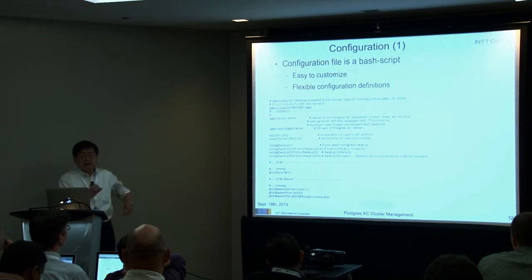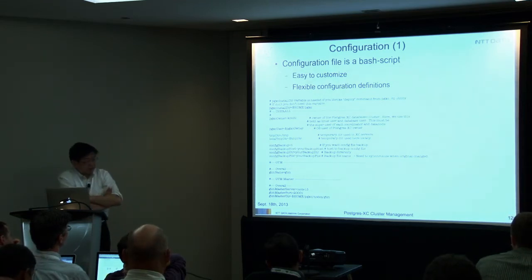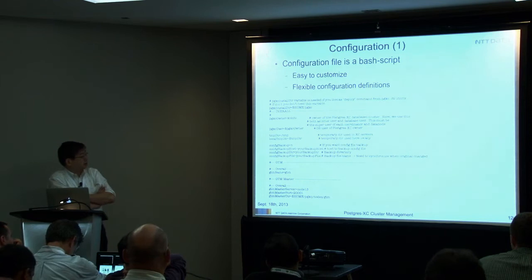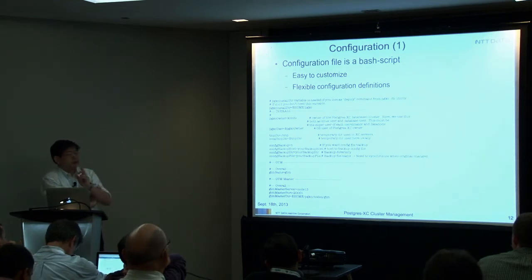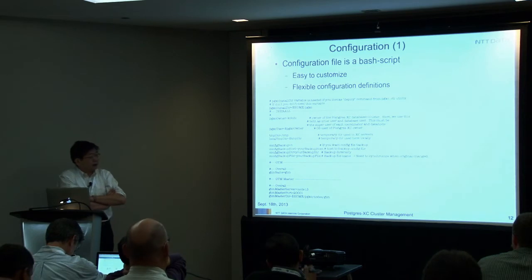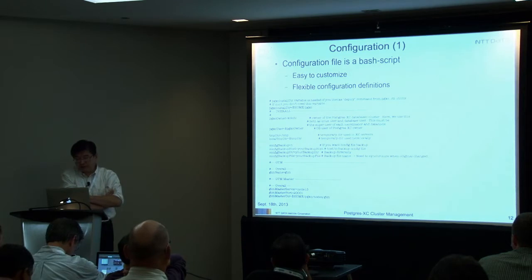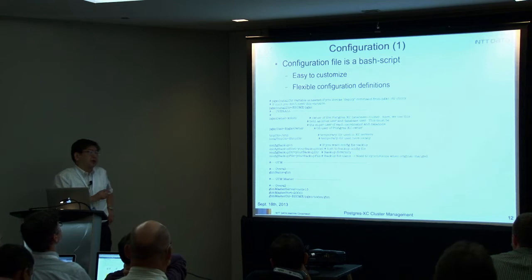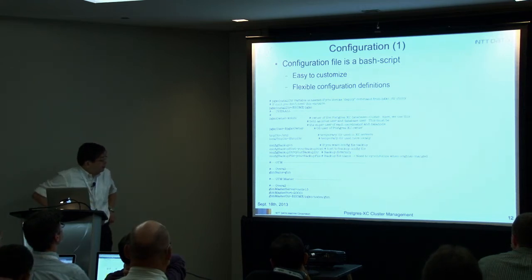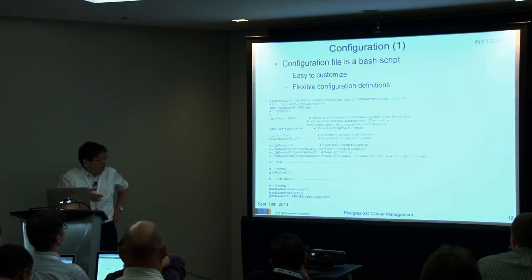First of all, instead of configuring each node manually, PGXC control reads a single configuration file, which is a shell script, a bash script. So you can do many complicated things in this file. I will show you how to write this configuration file later.